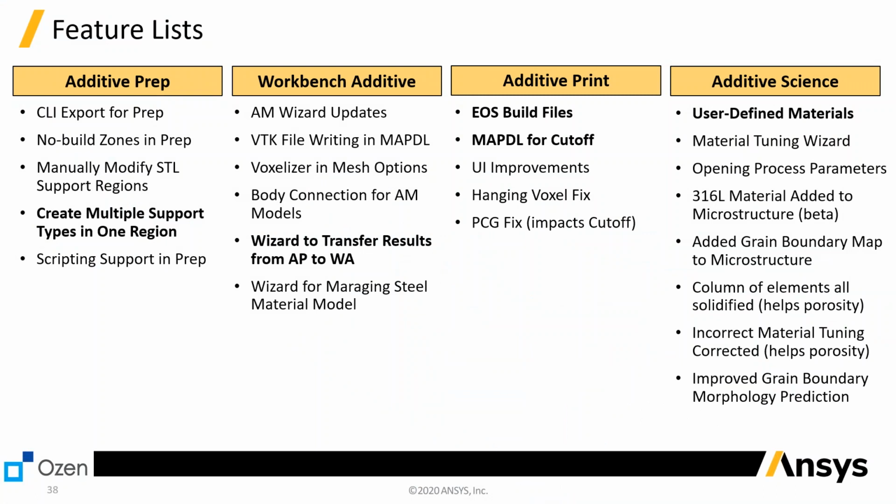Okay, now we're going to talk about additive manufacturing. In general, ANSYS has different platforms for additive manufacturing. We have Additive Prep, which is connected with SpaceClaim and helps you generate and prepare your geometry for the body and support and everything you might need, even scripting. It has its own improvements as well. There is ANSYS Additive Workbench, which I'm going to talk about in detail. There is Additive Print, which is another software that ANSYS has for additive print, different than Workbench Additive. And then we have Additive Science.